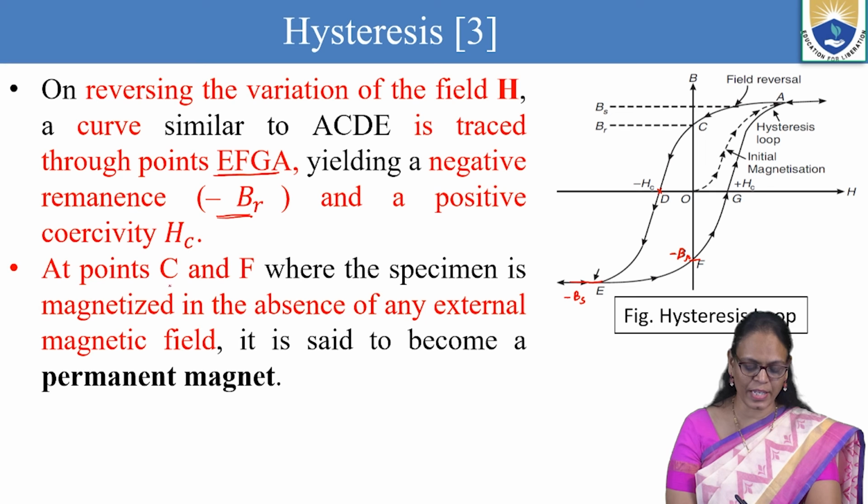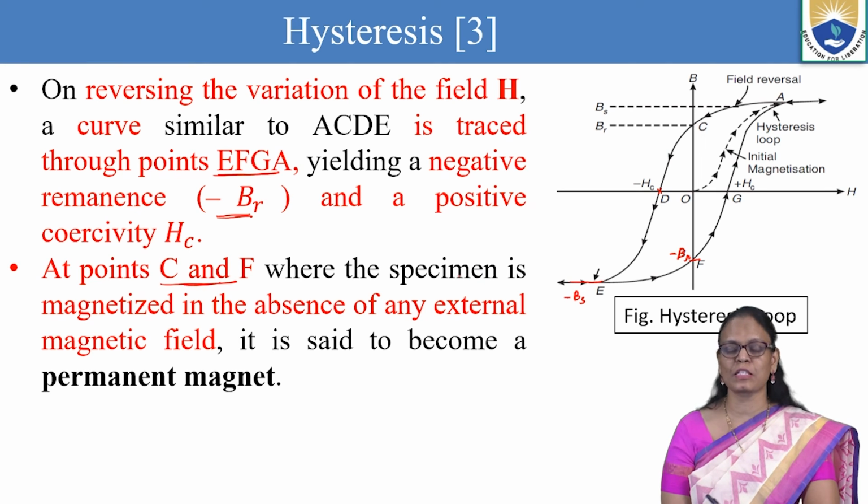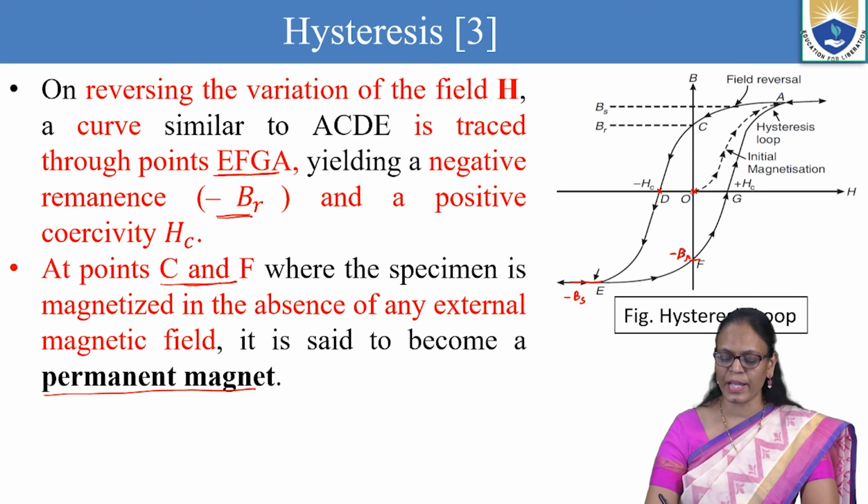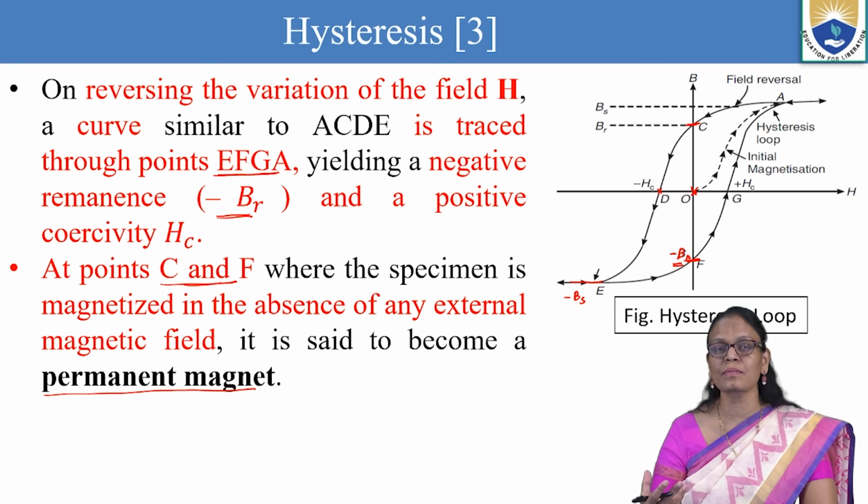And at points C and F, where the specimen is magnetized in the absence of any external field, it is said to become a permanent magnet. At point C, there is no magnetic field, still there is some residual magnetism. And also in the reverse direction at the point F, the applied magnetic field is 0, but still there is some residual magnetism in the opposite direction. So at these two points C and F, the material acquires permanent magnetism.